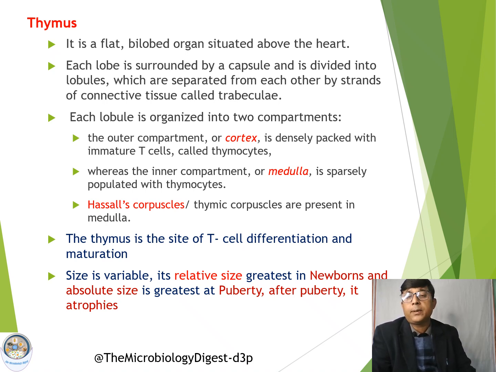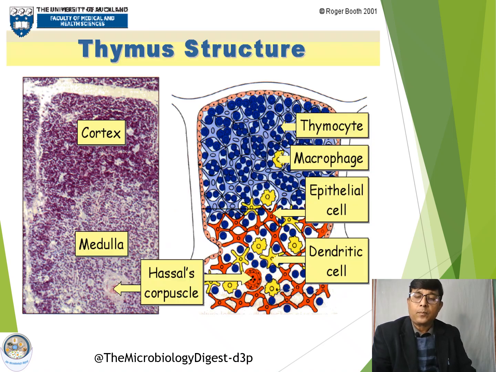Again, size is also variable in the case of the thymus. In newborns, the relative size is the greatest, whereas the absolute size is greatest at puberty. After puberty, being a primary lymphoid organ, it starts decreasing in size, or it atrophies. So this is the diagrammatic structure of the thymus. It has the cortex and medulla, and Hassall's corpuscles are present in the medulla.